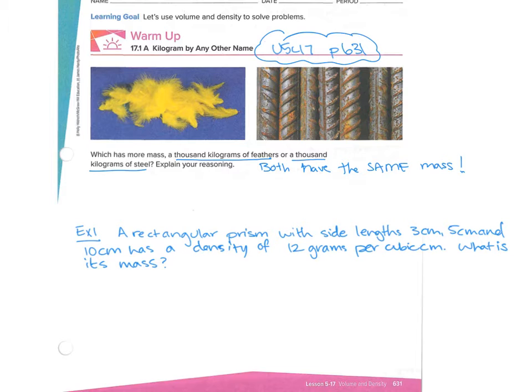This is different than volume. Volume would be the amount of feathers that you need for 1,000 kilograms, which would be a lot of feathers, and the amount of steel which you need for 1,000 kilograms, which I don't know, it may not be very much steel that you need to make 1,000 kilograms. So this brings us to the concept of density.